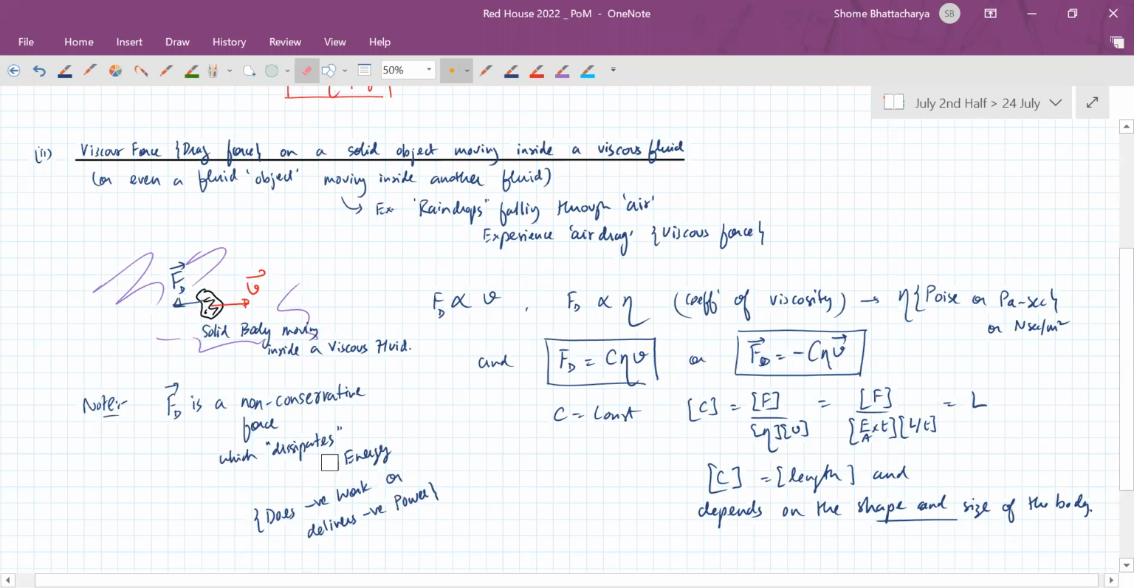Kinetic energy or mechanical energy. It always ends up dissipating it because it does negative work. It's easy to understand why it does negative work, because it's acting opposite to the velocity in direction. So the power delivered, the dot product of force and velocity, will always be negative.